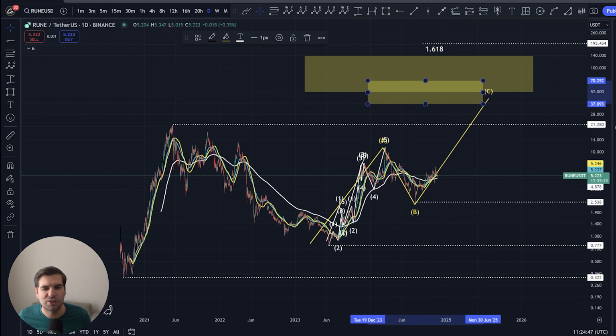Now, of course, this is just my thoughts and opinions on the data in the charts as I see it, and you guys can let me know what you think in the comments down below.